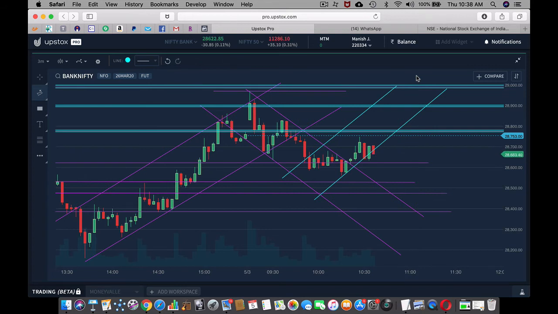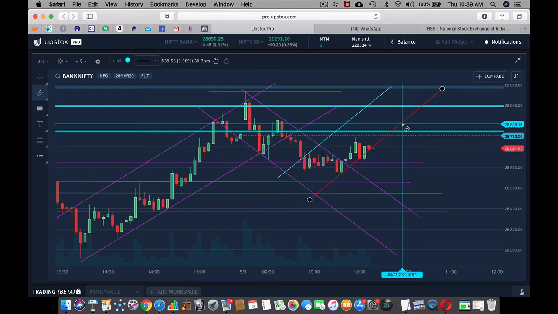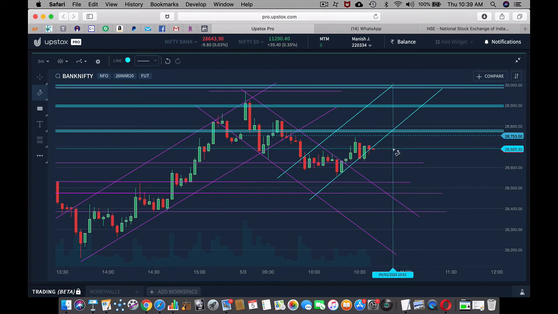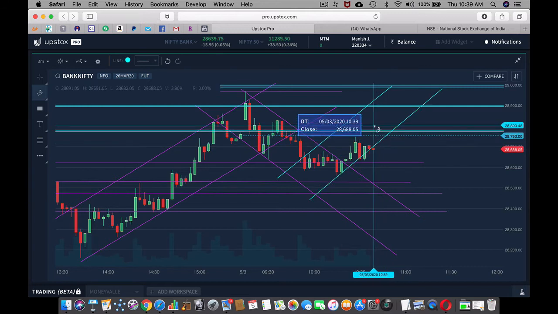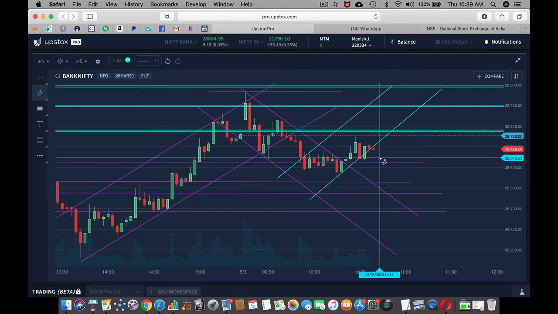Okay, so yeah, it's between that level only, 640 to 760 points. It's moving up and down. It's like silver in commodity. Okay, so the next candle is very much important. It would decide whether it is going above or going below.